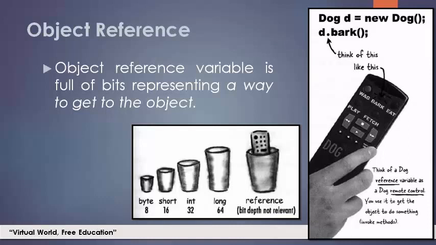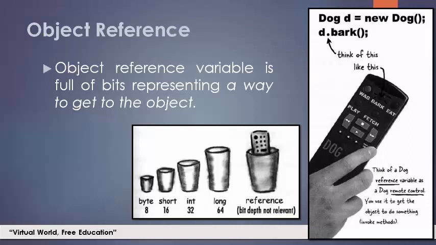An object reference variable holds bits that represent a way to access an object. It doesn't hold the object itself, but it holds something like a pointer or an address. In Java, we don't really know what is inside a reference variable. We do know that whatever it is, it represents one and only one object. And the JVM knows how to use the reference to get that object.